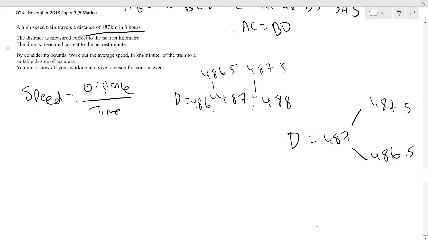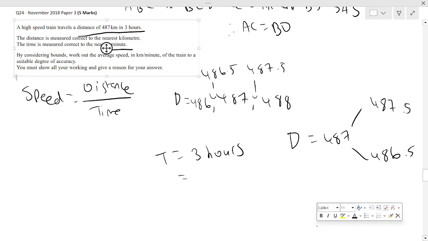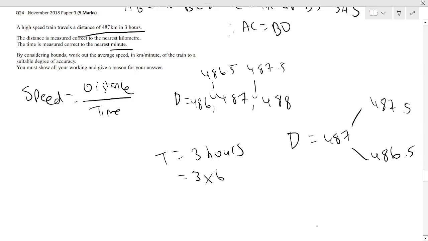And then we have time. So now we need time. So again, time is 3 hours. But then it says time is measured to the nearest minute. So we're going to need to give that to a minute, and also our answer needs to be in minutes as well. So we are going to need to convert it to minutes. You should know that 1 hour is 60 minutes. So the 3 hours is going to be 3 lots of 60 minutes. So that's going to be 180 minutes.